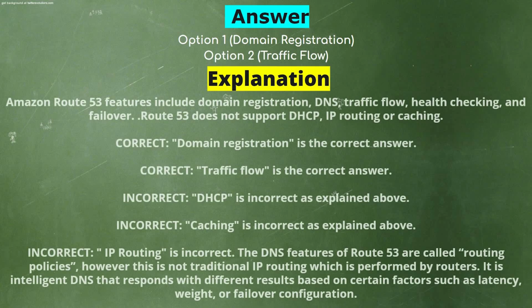Explanation. Amazon Route 53 features include domain registration, DNS, traffic flow, health checking, and failover. Route 53 does not support DHCP, IP routing, or caching. Domain registration is the correct answer. Traffic flow is the correct answer. DHCP is incorrect. Caching is incorrect. IP routing is incorrect. The DNS features of Route 53 are called routing policies. However, this is not traditional IP routing, which is performed by routers. It is intelligent DNS that responds with different results based on certain factors, such as latency, weight, or failover configuration.